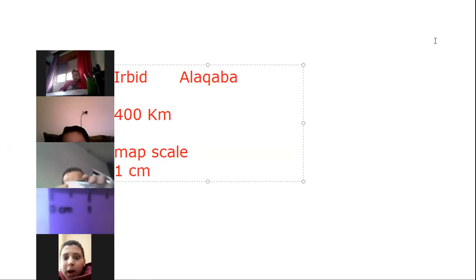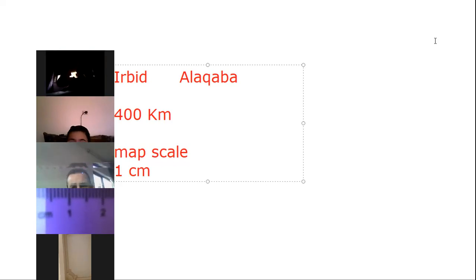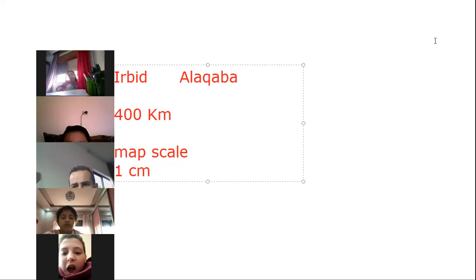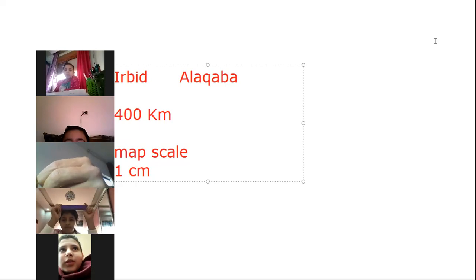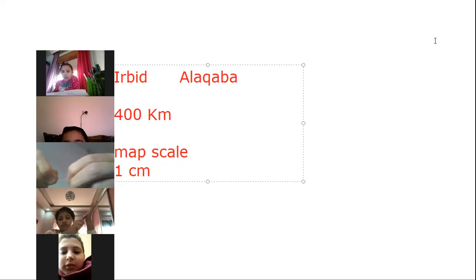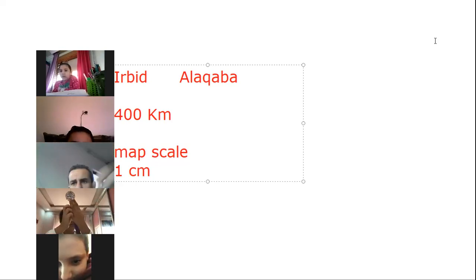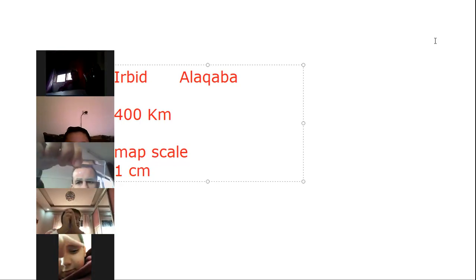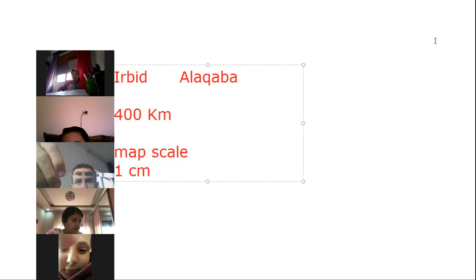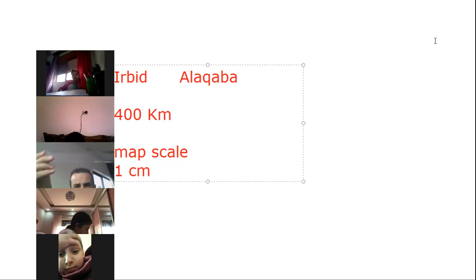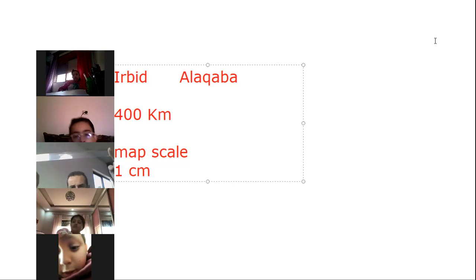This ruler is 30 centimeters. Can you see? 30, zero. Look at the 1 centimeter. 1 centimeter is very small. This is 1 centimeter. Then this is 2. These are 3 centimeters. Look. From here to here, it's 10 centimeters. All of the ruler is 30 centimeters.